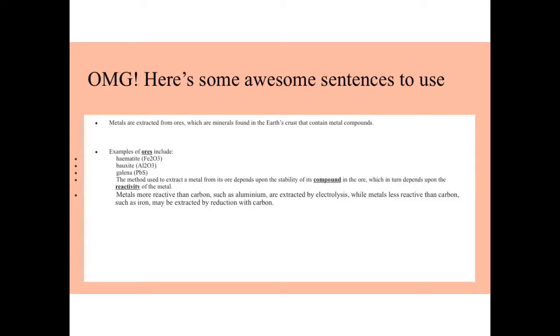The method used to extract a metal depends on the stability of its compound in the ore, which in turn tells you the reactivity. So if an element's more reactive than carbon, such as aluminium, it is extracted by electrolysis. If it's less reactive than carbon, such as iron, it is extracted by reduction with carbon. So it depends how reactive the element you want to get out is, and how easy it is to extract. Stuff like gold and silver, the bottom-end, really unreactive metals, tend to be found not really in ores but just in the Earth's crust independently.